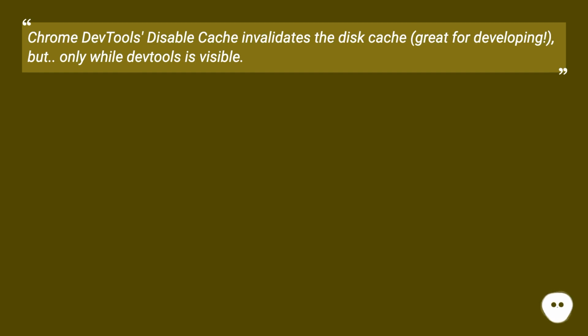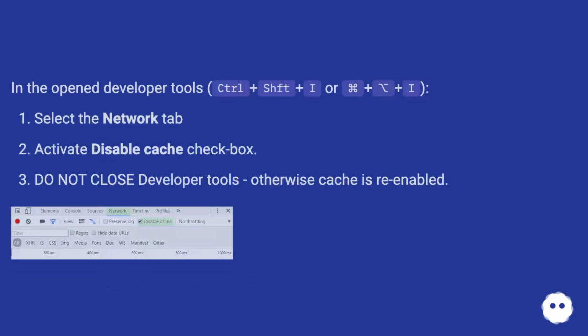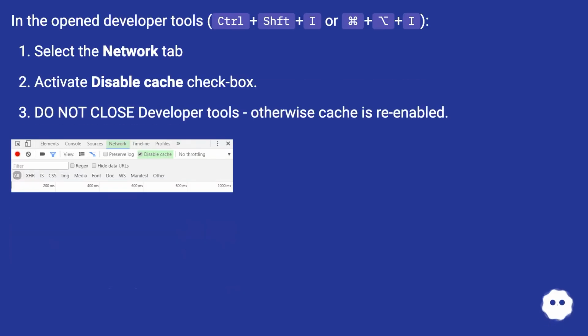Chrome DevTools Disable Cache invalidates the disk cache, great for developing, but only while DevTools is visible. To open Developer Tools, press Ctrl plus Shift plus I, or Command plus Option plus I on a Mac. Select the Network tab. Activate the Disable Cache checkbox. Do not close Developer Tools, otherwise cache is re-enabled.